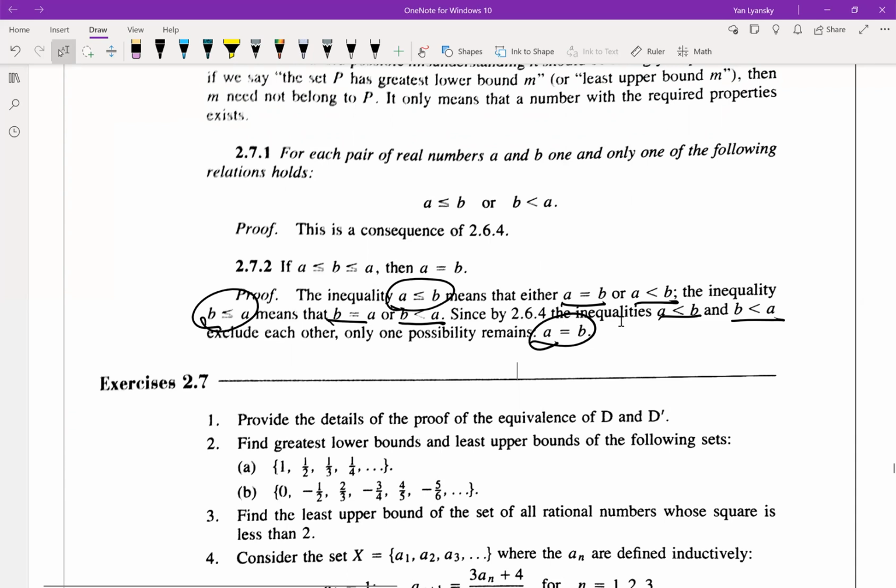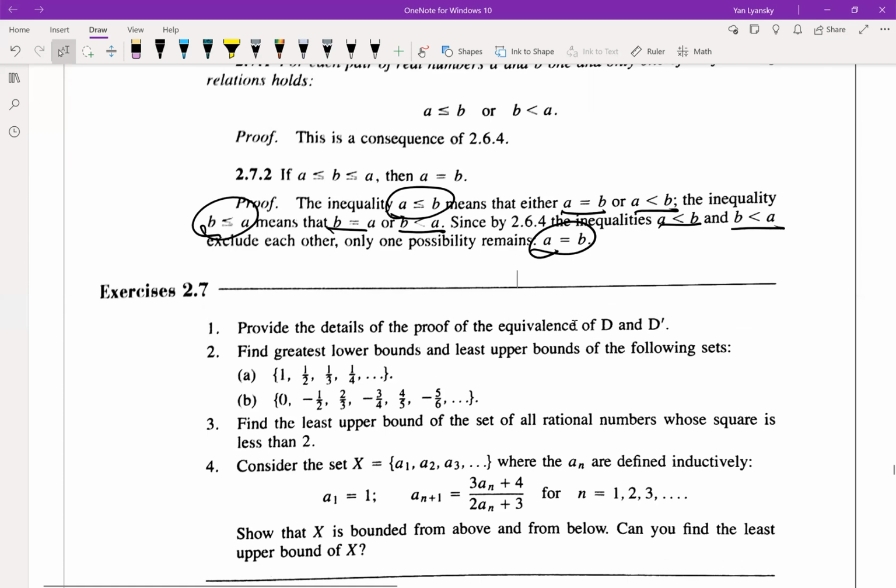Because one of these holds, it's 1, 2, or 3, and these two cannot simultaneously hold. So this must hold, right? So I think 2.6.4 is trichotomy. I'm not going back and looking. All right. Any questions on that? It's pretty good so far.